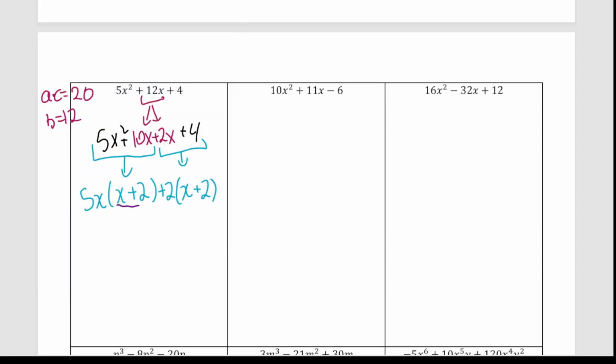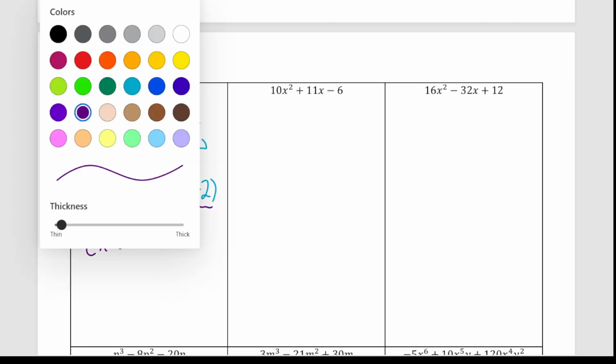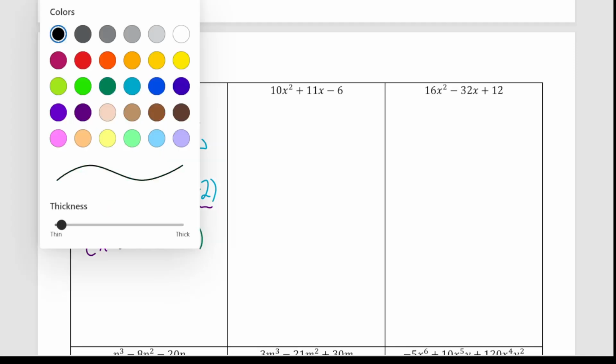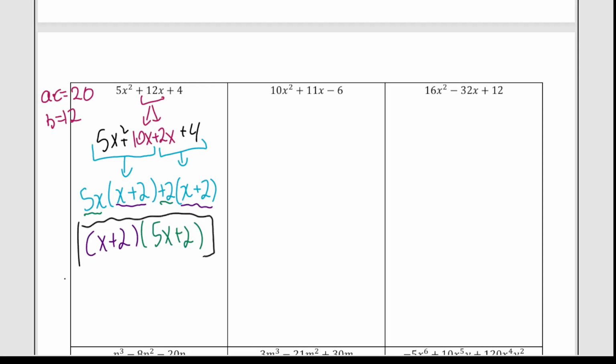We're going to have one parenthesis of what's the same, which is x plus 2, and another parenthesis of what's different, which in this case is 5x plus 2. And indeed, if I were to refoil that out, I should get us back to the original.